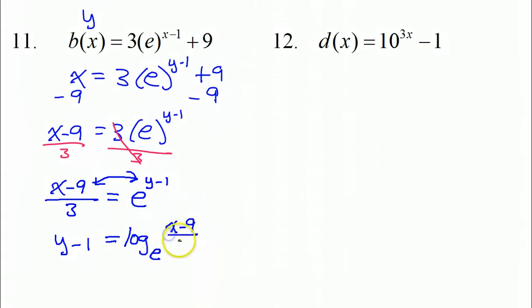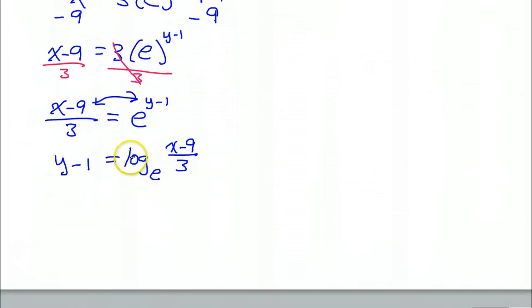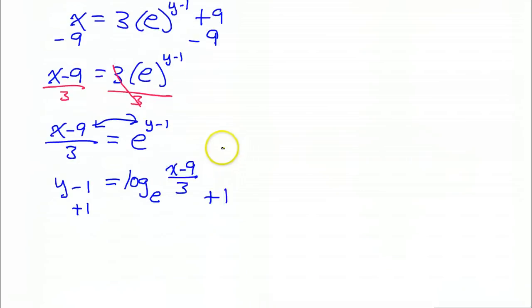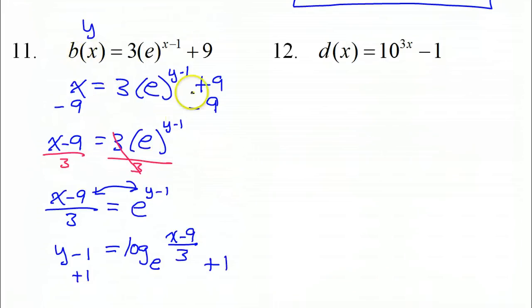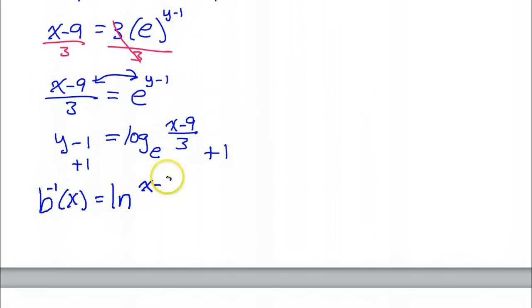But then I realize we don't write log base e, that's natural log. So I'm going to go ahead and add 1 to both sides, but when I write the final answer, putting the b back in, I'm going to have b inverse equals, and I am not going to write log base e. Instead, I will write natural log. All right, the base e is now understood. So natural log of x minus 9 over 3 plus 1.